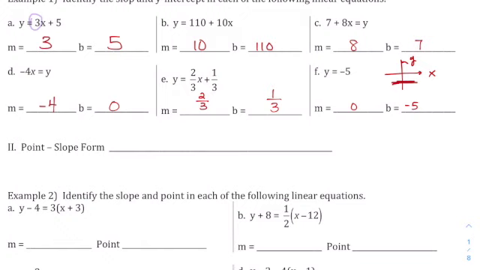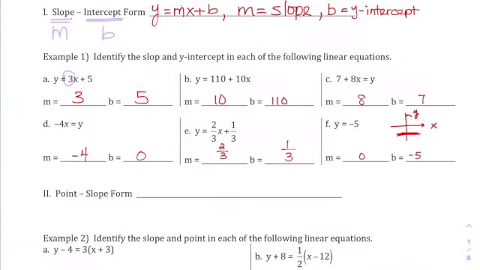And also D is another tricky one. Notice there's no number just by itself. So since there's no number by itself, it's going to be 0. Okay, that's the first type of equation we are talking about, slope-intercept form.